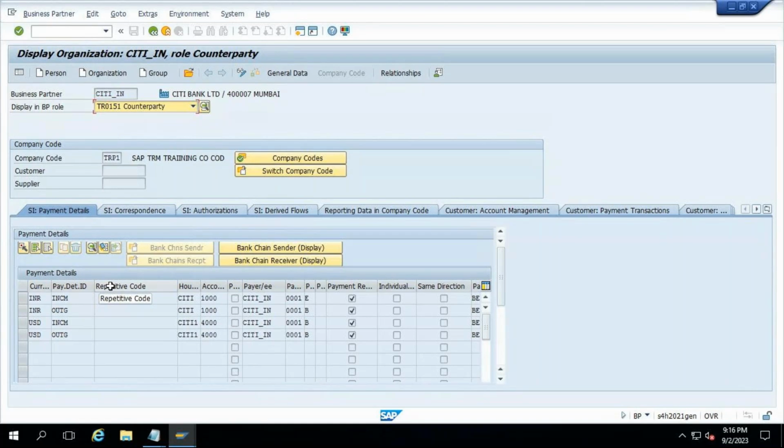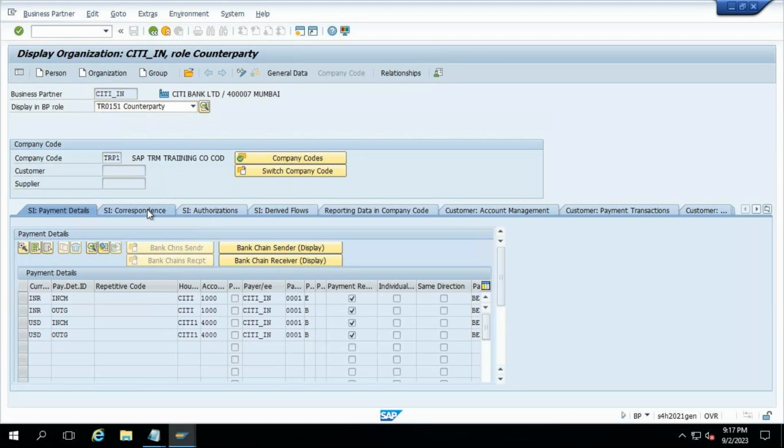Maybe right now you may not be able to understand what the payment details are. But what I'm trying to say is that the payment details are the details of from which bank the payment has to happen. So from which bank, what is the account ID, the house bank. All of that we maintain in the counterparty BP role.